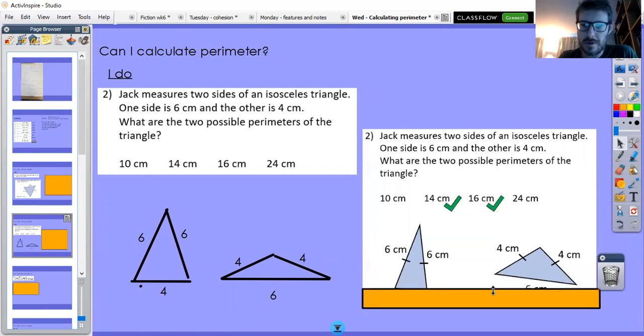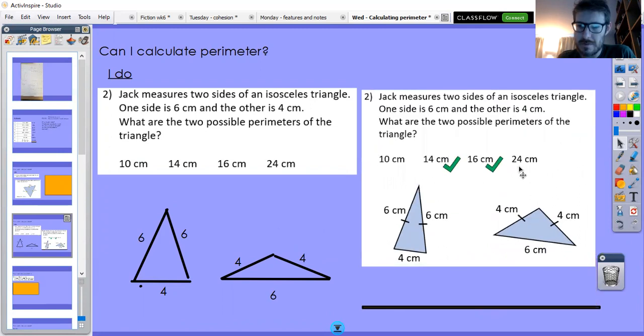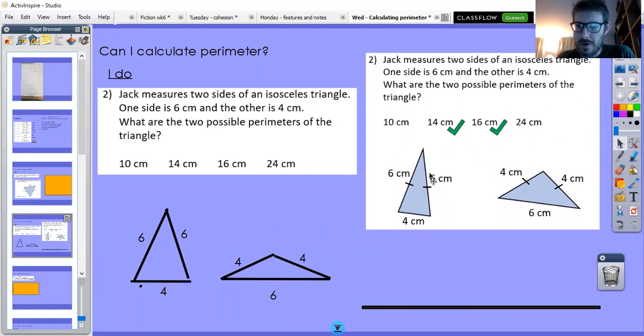Okay, so as we've got here, we could have two possible types of triangle. Move this up a bit. So we've got either it would be 14 centimeters in length or 16 centimeters in length, and hopefully you found those two.